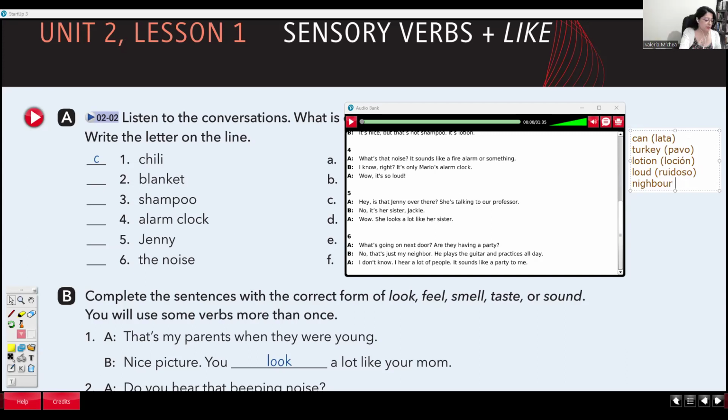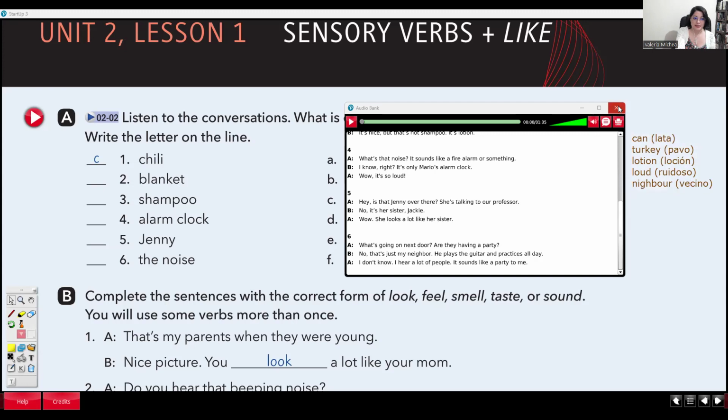And finally, neighbor. What is a neighbor? The people who live next to you. Yes, there you go. People who live next to you. So, tu vecino o vecina. There you go. Yeah, that's the vocabulary I wanted to review.